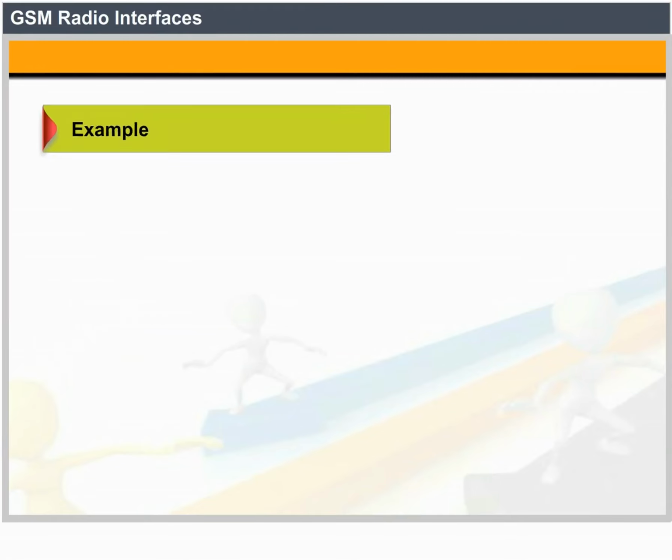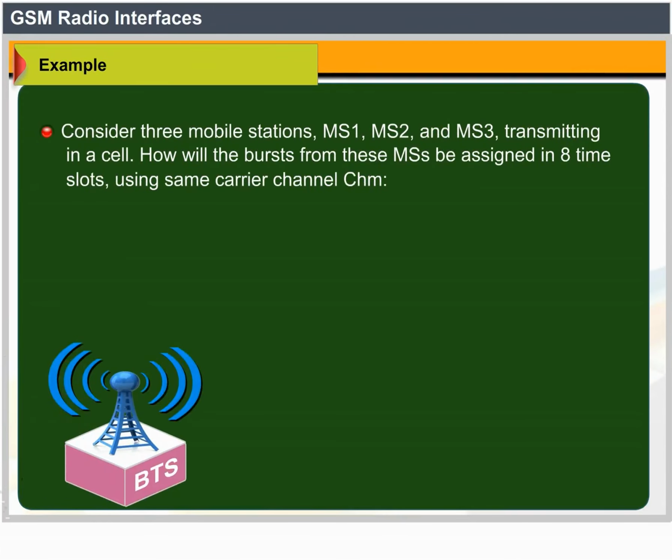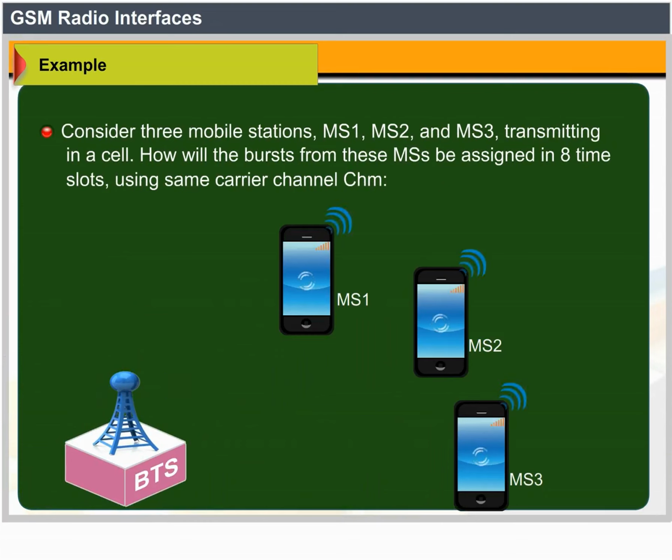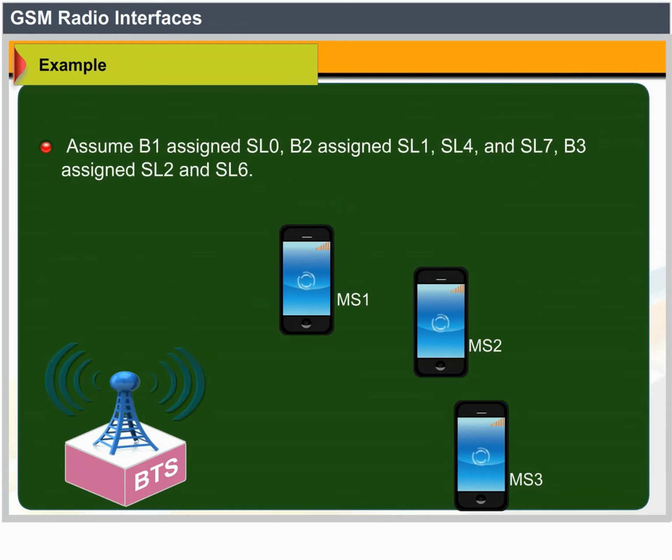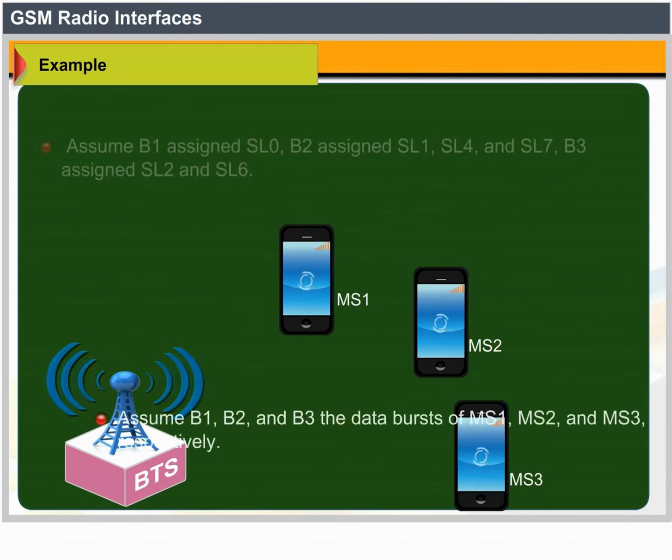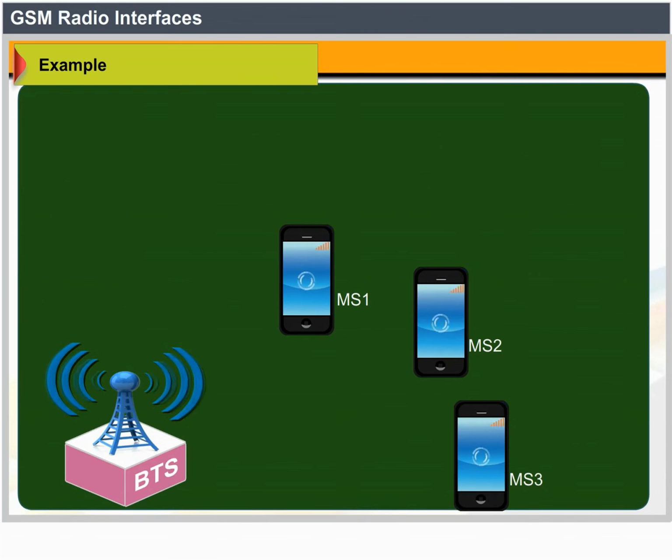Example. Consider 3 mobile stations MS1, MS2 and MS3 transmitting in a cell. How will the bursts from these MSs be assigned in 8 time slots using the same carrier channel CHM? Assume B1 is assigned SL0, B2 is assigned SL1, SL4 and SL7, and B3 is assigned SL2 and SL6. Assume B1, B2 and B3 are the data bursts of MS1, MS2 and MS3 respectively.